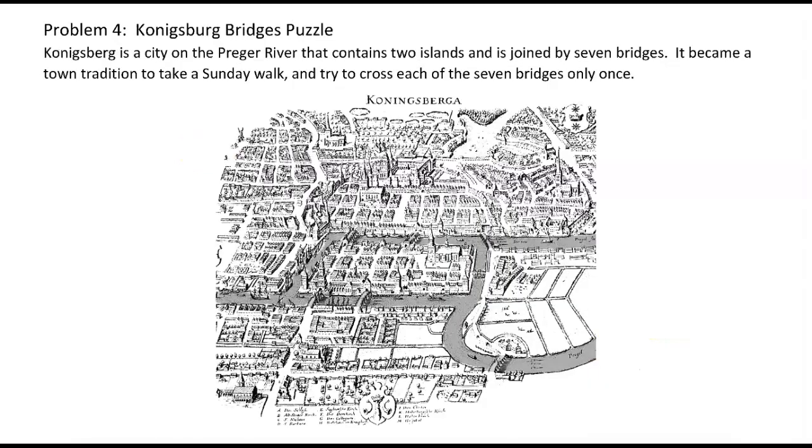Our fourth scenario is actually a famous one. Königsberg is a city on the Prager River that contains 2 islands and is joined by 7 bridges. Can you see the 7 bridges? They are 1, 2, 3, 4, 5, 6, 7. The tradition in this town was to take a Sunday walk, and the goal was to try to cross each of the 7 bridges exactly 1 time. So in this street routing problem, the question is, is that even possible? And we'll be able to answer this question by the end of Unit 5. Let's move on to our last scenario.